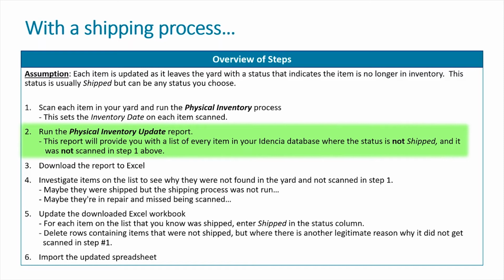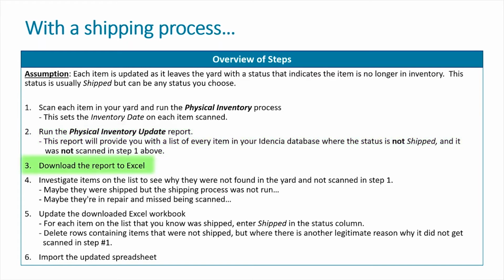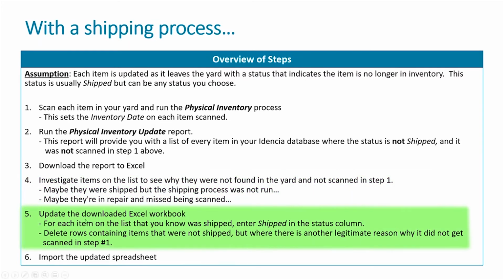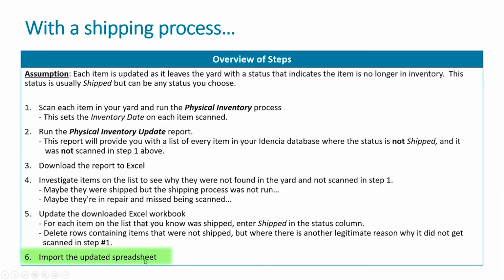Maybe it was shipped and the shipping process didn't get run, so the status didn't get updated. But it will give you a list of the actual serial numbers that are not marked as shipped, but they were not out in your yard. So you can research them and find out what happened and fix the discrepancies. You can download that report to Excel, enter the information in the Excel spreadsheet to fix the discrepancies, and then re-upload or import that spreadsheet back into the database, and that will fix those discrepancies for you. And you'll be able to see that happen today.